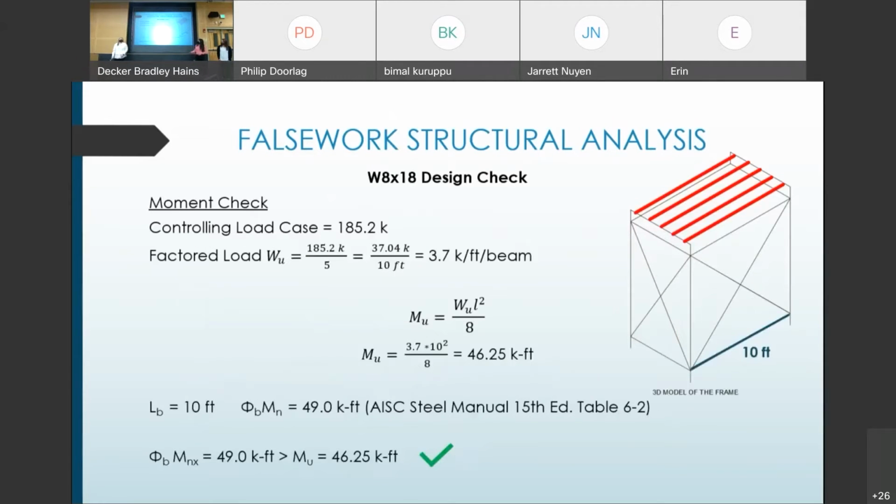For the beams on top of the frame, we selected double W8 by 18 members. We found the distributed factored load to be 3.7 kips per foot per beam. Using this, we found the moment to be 46 kip-feet. Using the AISC steel manual, we found that for an effective length of 10 feet, the design moment is 496, which was greater than 46.